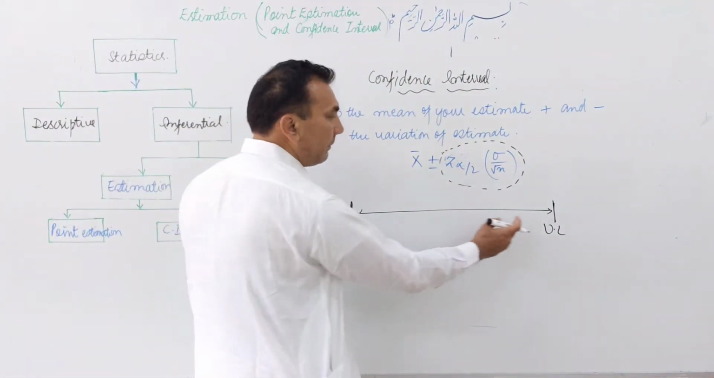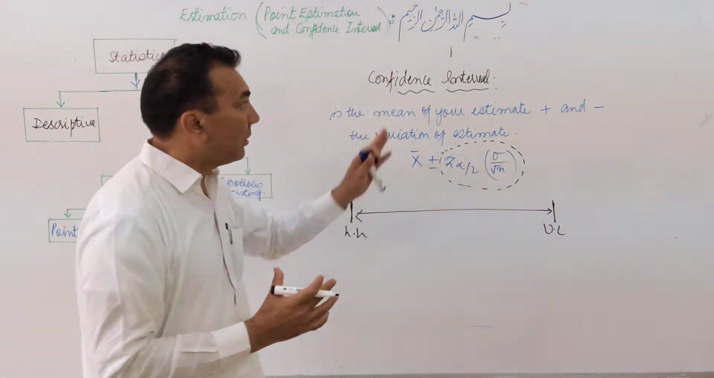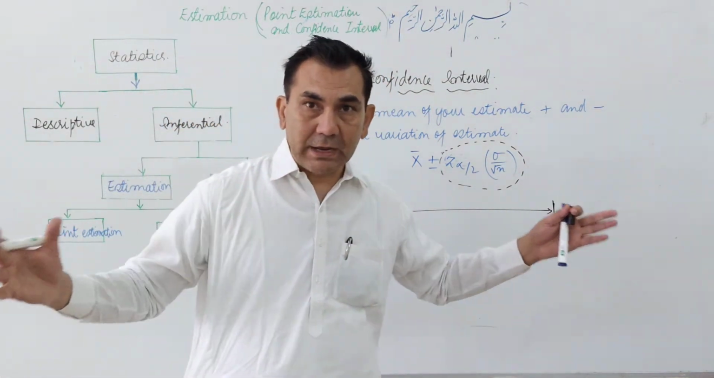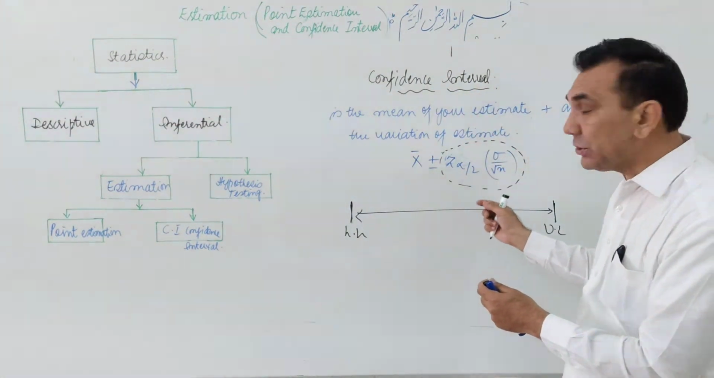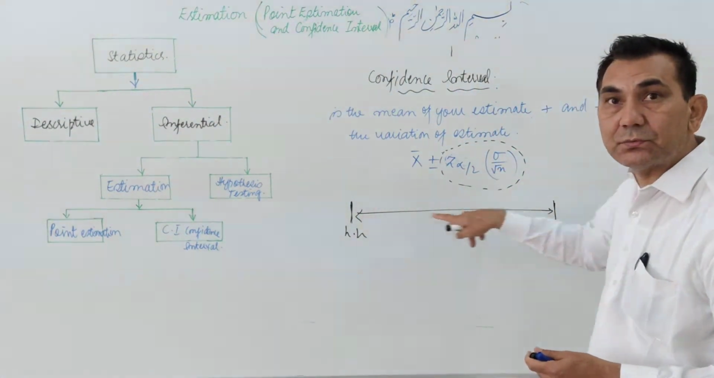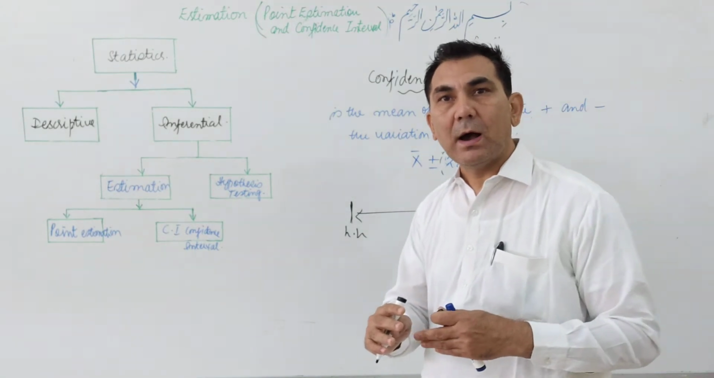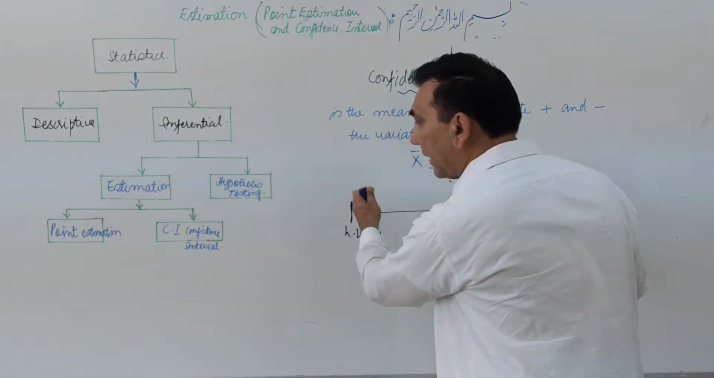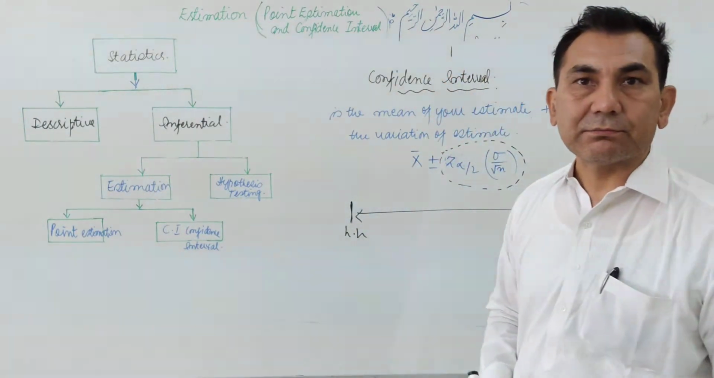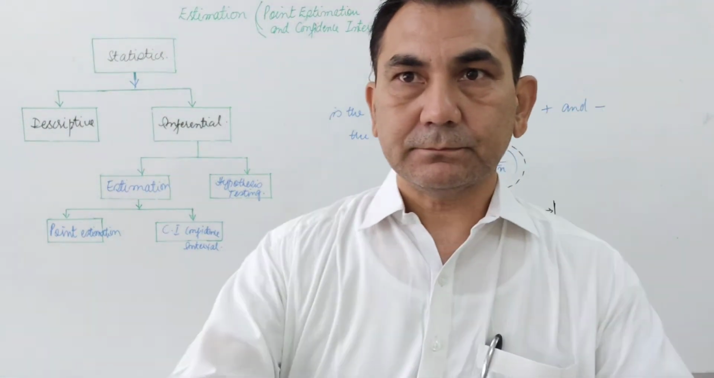Between the lower limit and upper limit, the confidence interval is the range of values in which you estimate that your estimation will fall between these two limits. If you do it again and again, your estimation will fall within this range.